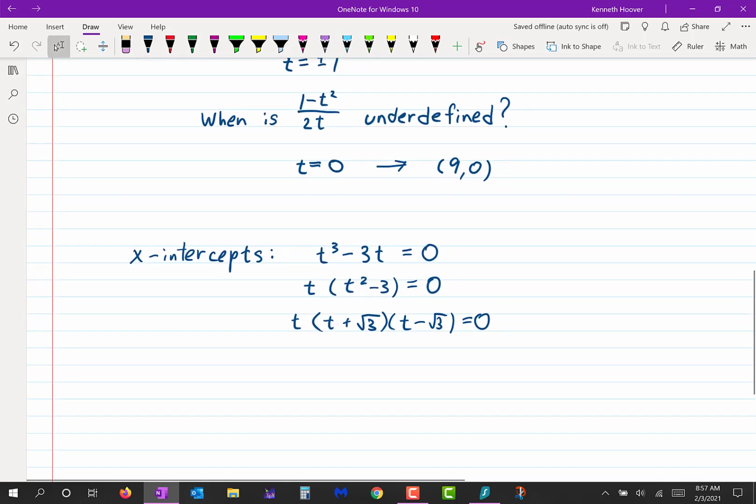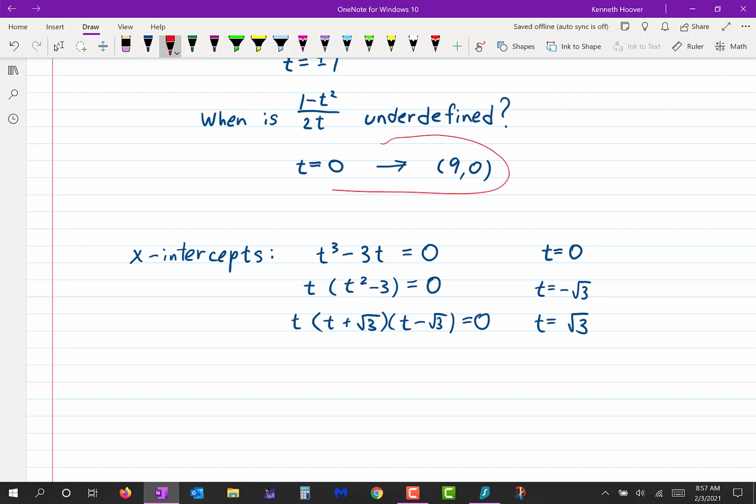So what do we find? We find that we have x-intercepts 3 times. There's an x-intercept when t equals 0, which we already found, by the way. There's an x-intercept when t is negative square root of 3, and there's an x-intercept when t is positive square root of 3. Okay, now remember right here, we already plugged in 0 for t and found our point. It was 9, 0, and we already put that on the graph. That was one of our x-intercepts.